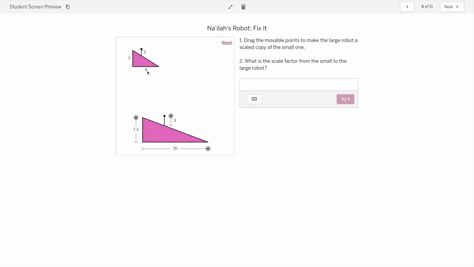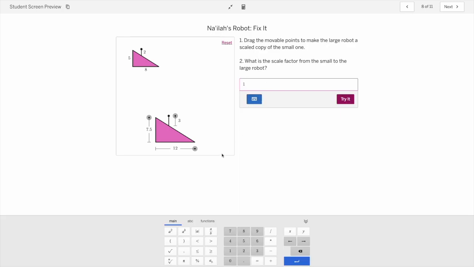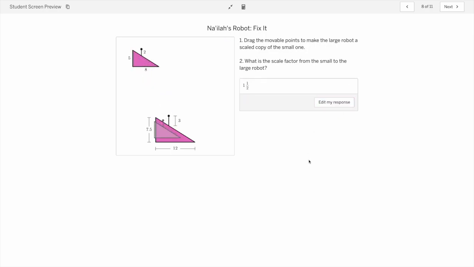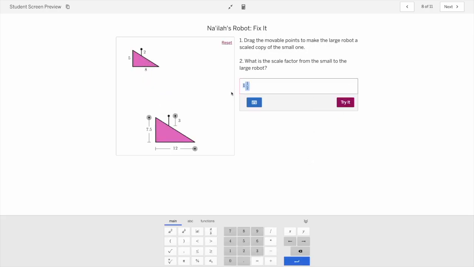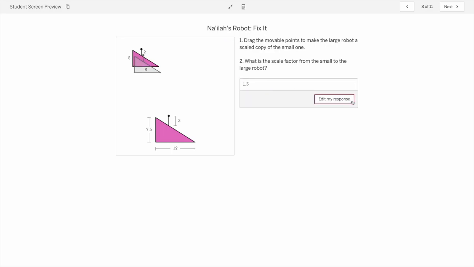Half of 8 is 4. So 8 times 1.5 is 8 plus 4, or 12. We now have a scale copy of a robot with a scale factor of 1 and 1/2. We could have also written this as 1.5.